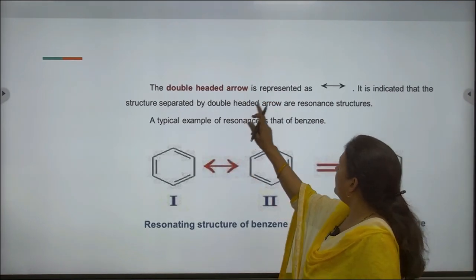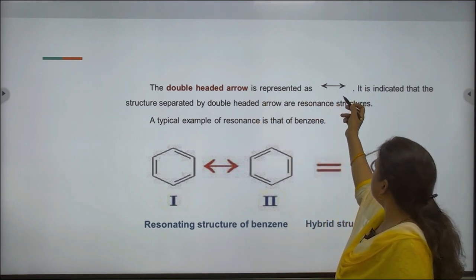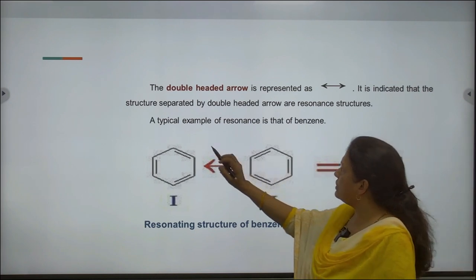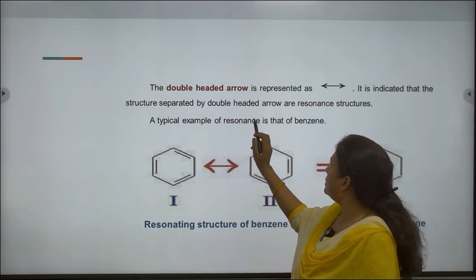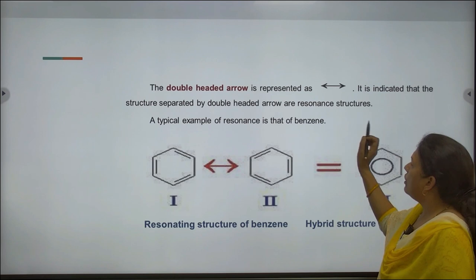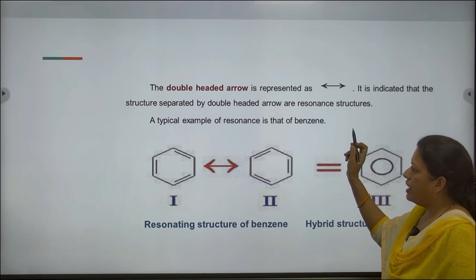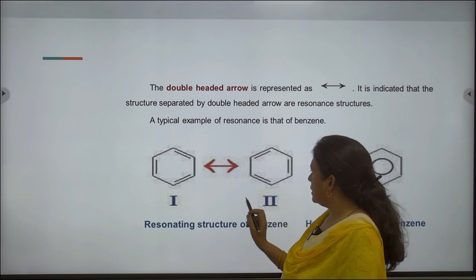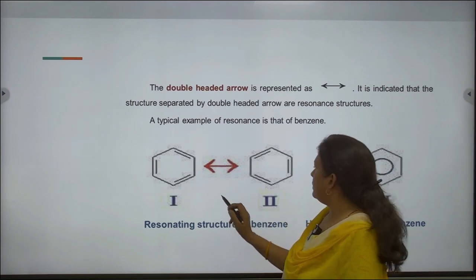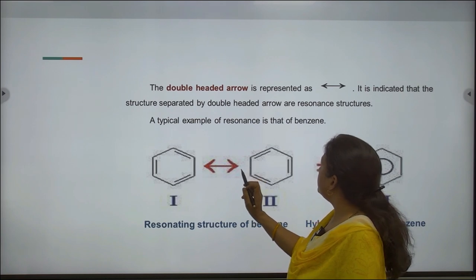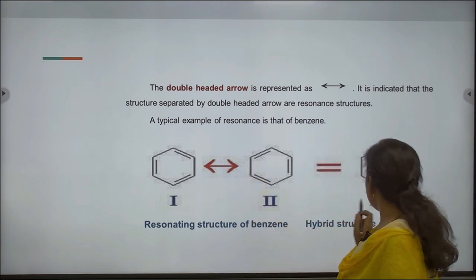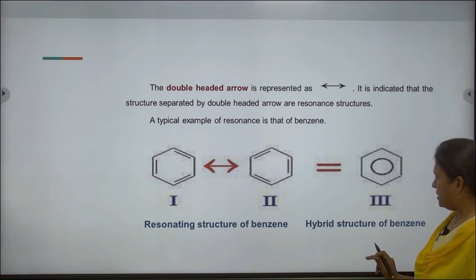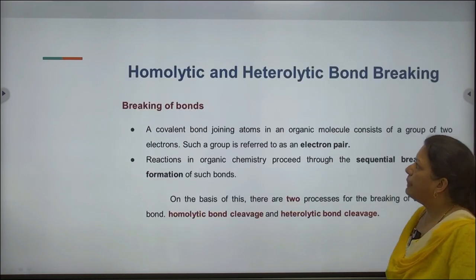Here the double headed arrow is represented as this type, and it is indicated that the structures separated by a double headed arrow are resonance structures. Structures 1 and 2 show resonance structures, and they are represented by double headed arrows, and structure 3 shows the hybrid structure of benzene.